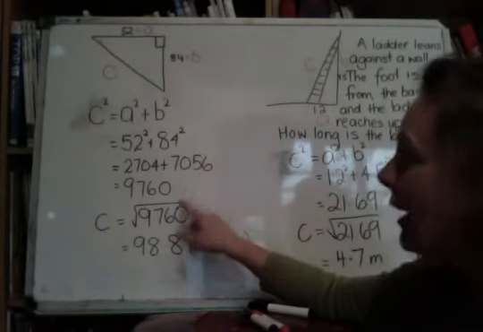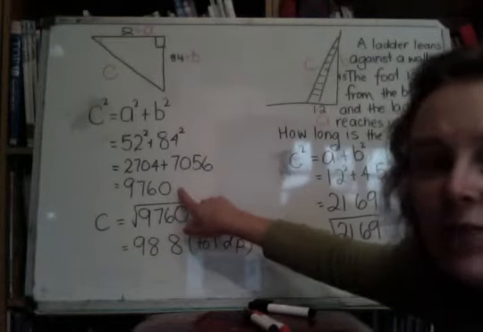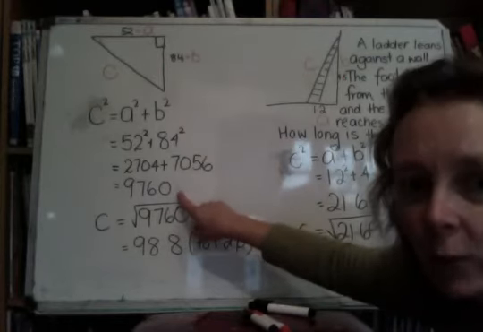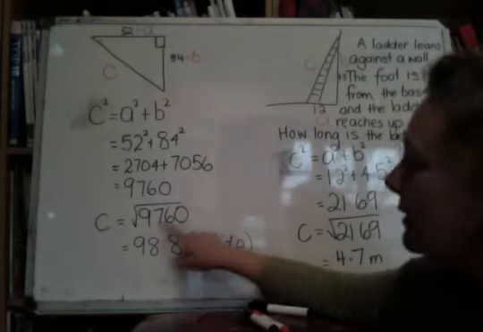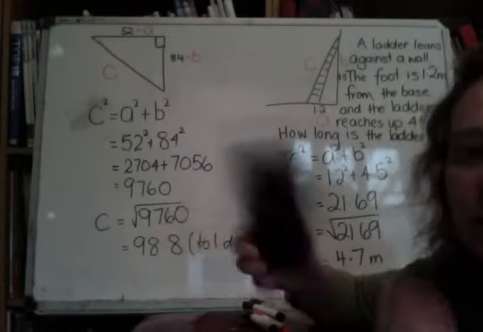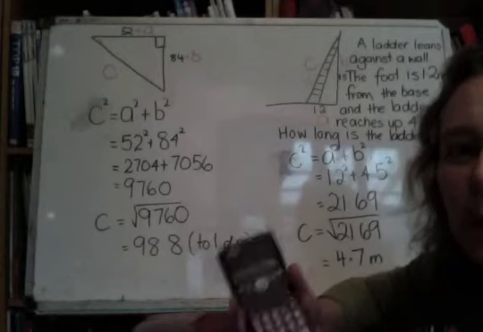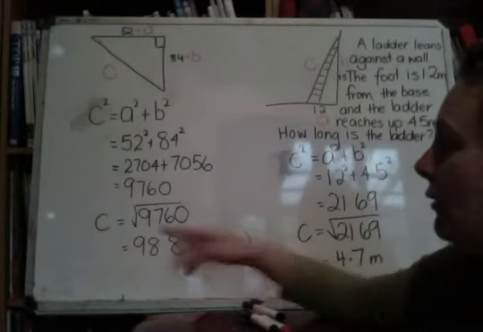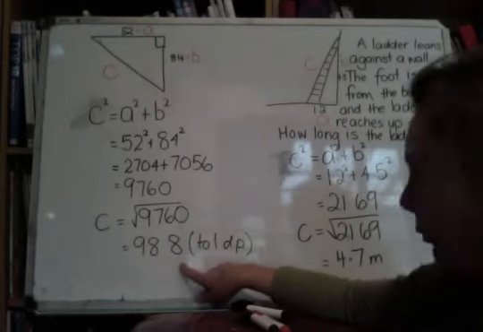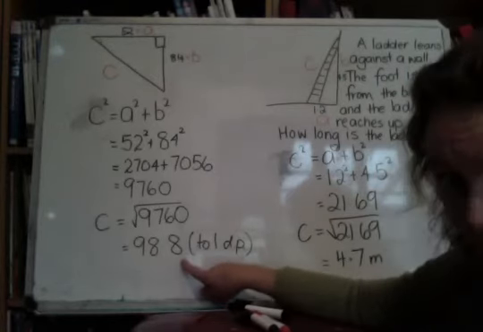The next thing I have to do, I need to remember this is the square of the hypotenuse. So to actually find the length of the hypotenuse, I need to take the square root. So grab my calculator, type square root button, type 9,760, and it'll give me the answer. To one decimal place, it's 98.8.